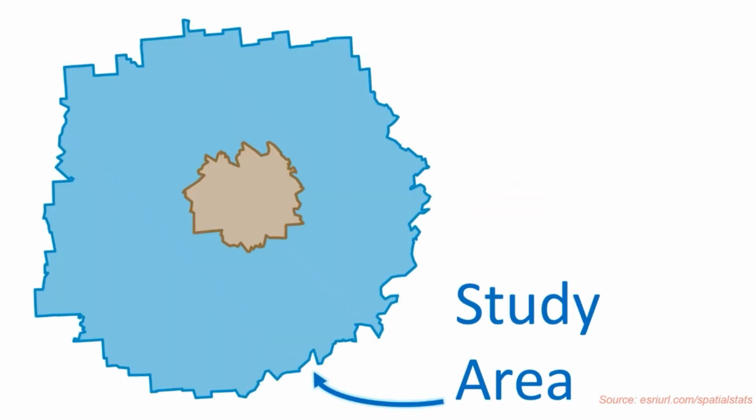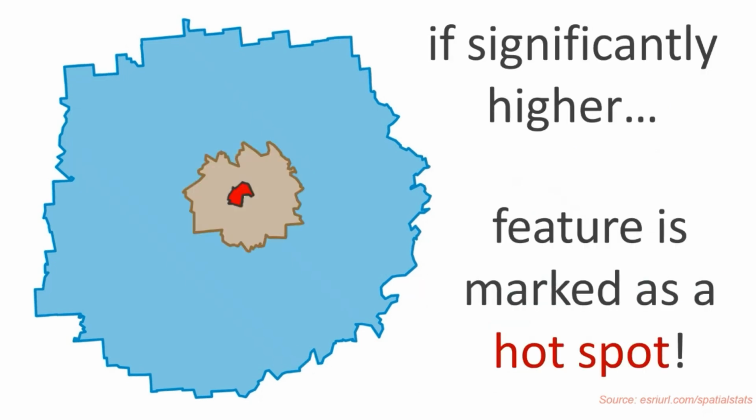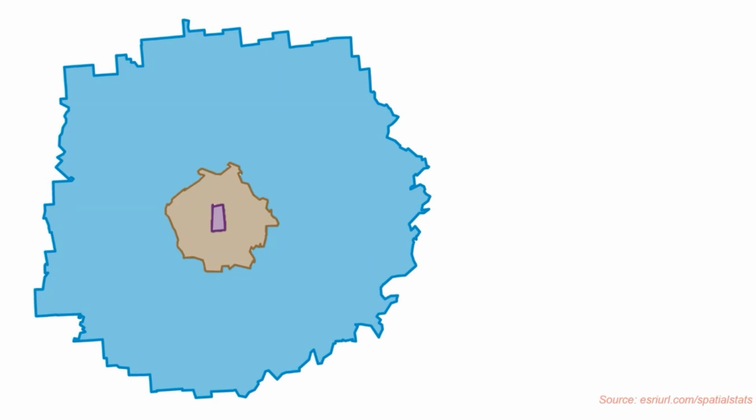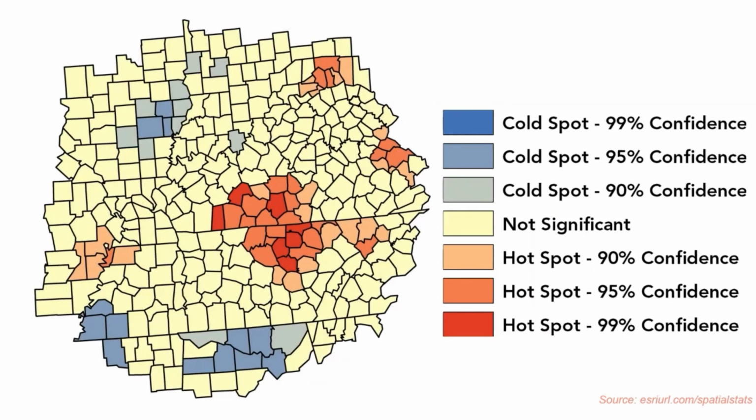So in statistics, the question I ask is: is this neighborhood significantly different from the study area? If it is significantly higher, I will mark that particular feature as a hotspot. And I keep asking this question and move to the next feature. Finally, we assemble or collate all these into a hotspot map. So this is how the algorithm actually works.